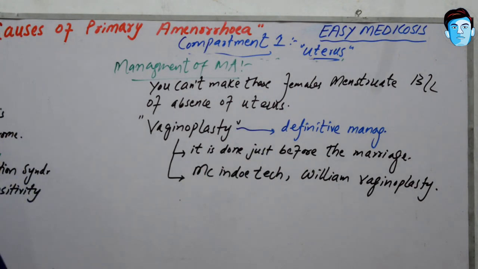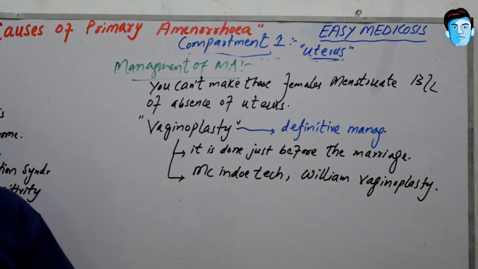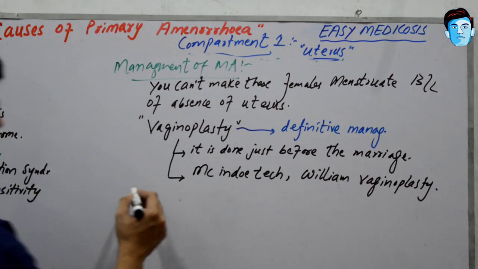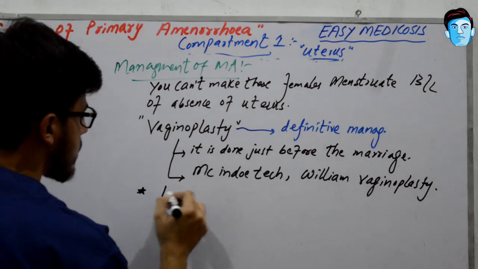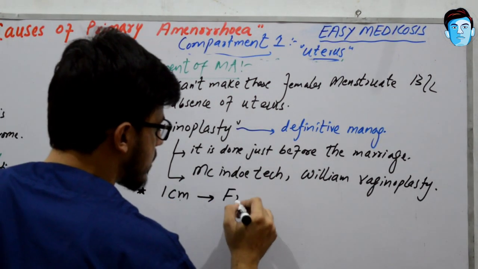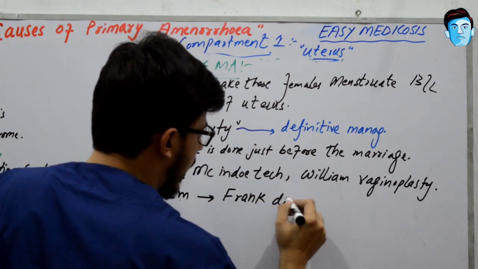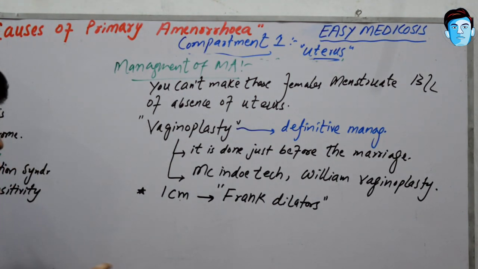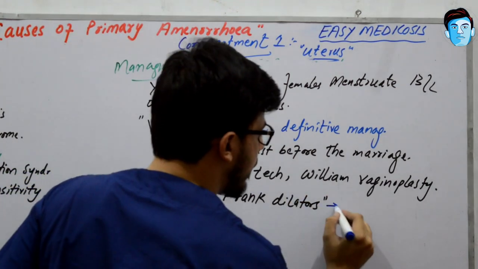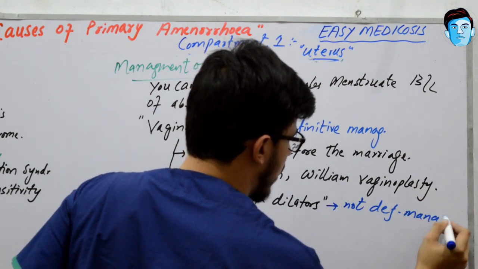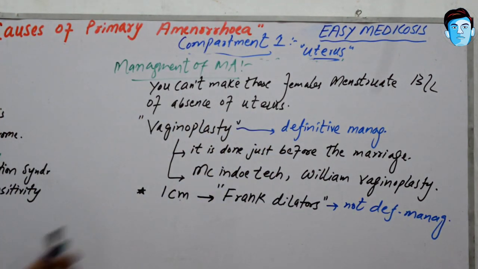Now in certain females, the size of the vagina is around 1 centimeter. In that condition, we use Frank dilators. And remember the point that Frank dilators are not a definitive management. These Frank dilators increase the size of the vagina.